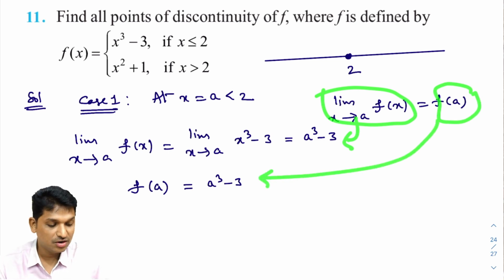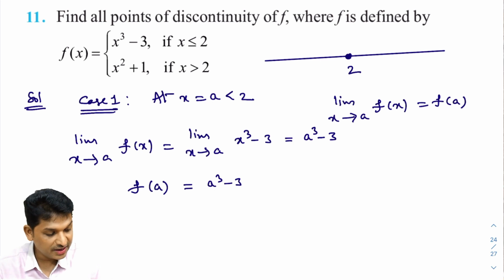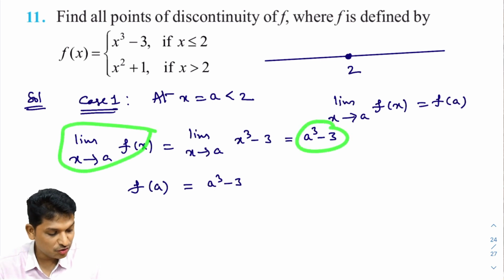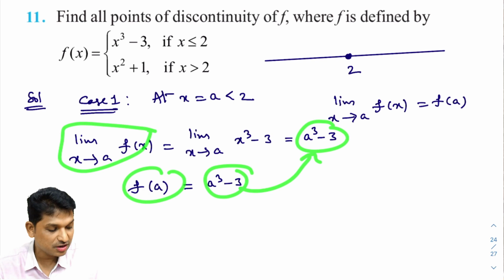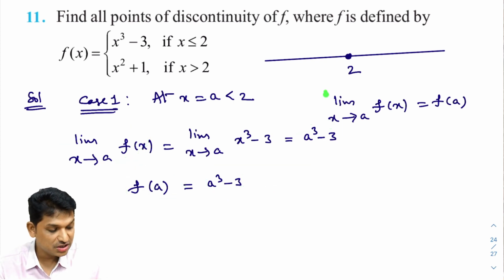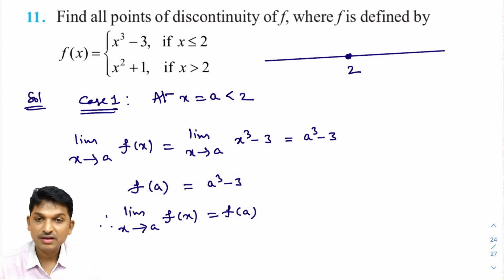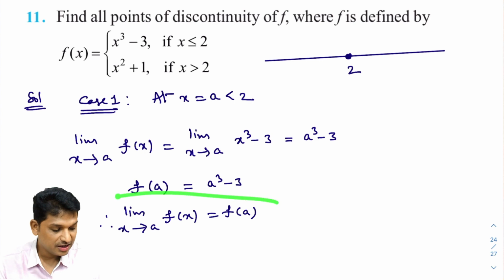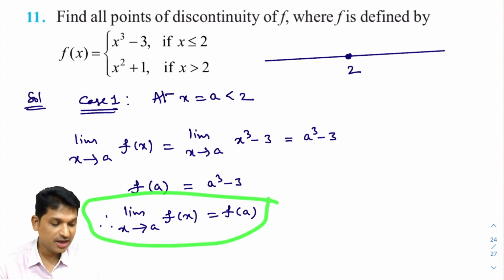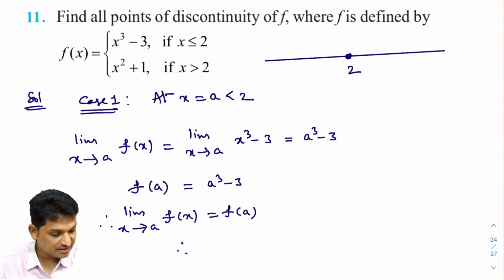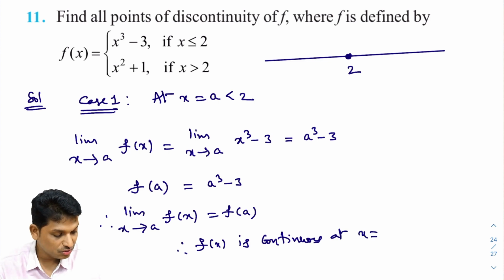So what I can conclude? What is the conclusion? This is equal to this, right? Therefore, limit x tends to a, f of x equal to f of a. So from this what I can say? I can say that f of x is continuous at x equal to a.